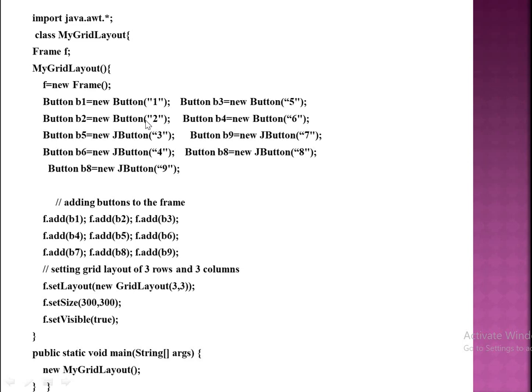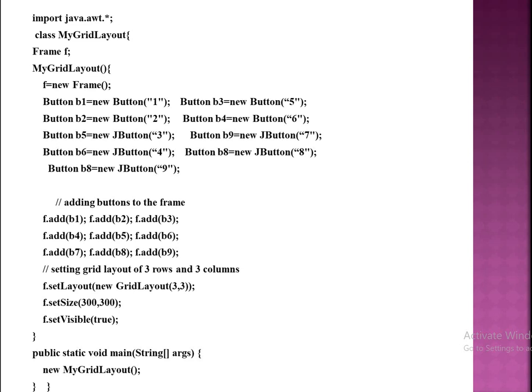Now these 9 components we are adding into the frame. So the instance of frame, that is f.add(b1). Here b1 will be placed. Second, f.add(b2), then f.add(b3), f.add(b4), f.add(b5), f.add(b6), f.add(b7), f.add(b8), f.add(b9). Now these 9 components are added to the frame.